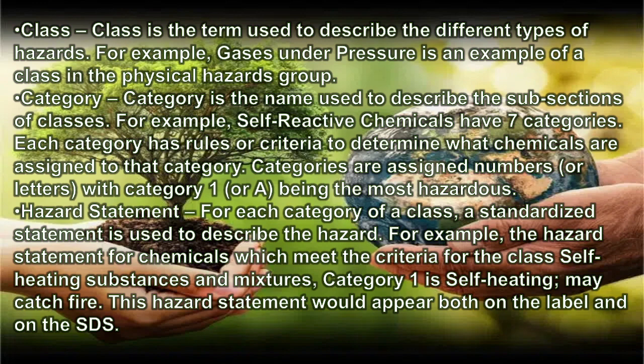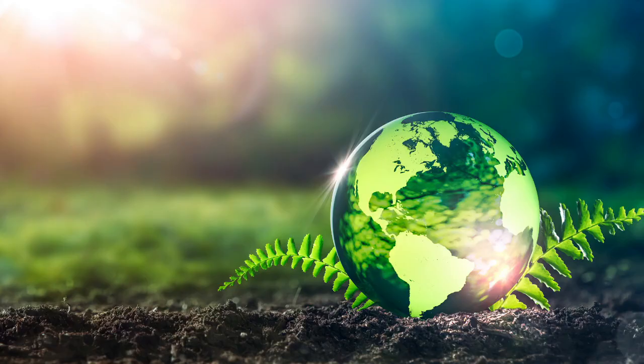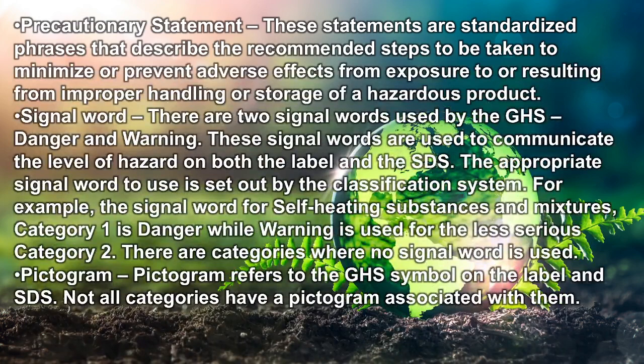Hazard statement: for each category of a class, a standardized statement is used to describe the hazard. For example, the hazard statement for chemicals that meet the criteria for the class self-heating substances and mixtures, Category 1 is self-heating, may catch fire. This hazard statement would appear both on the label and on the SDS. Precautionary statement: these statements are standardized phrases that describe the recommended steps to be taken to minimize or prevent adverse effects from exposure to or resulting from improper handling or storage of a hazardous product.